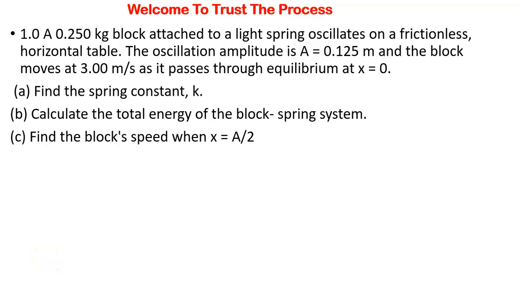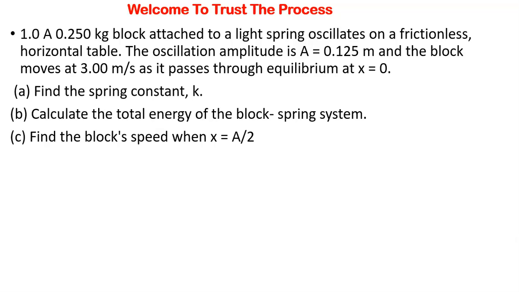In this video, we'll be discussing tutorial sheet 2. Question 1 of tutorial sheet 2 says a 0.250 kg block attached to a light spring oscillates on a frictionless horizontal table. The oscillation amplitude is 0.125 meters and the block moves at 3.00 meters per second as it passes through the equilibrium at x = 0. The first question says, find the spring constant k.